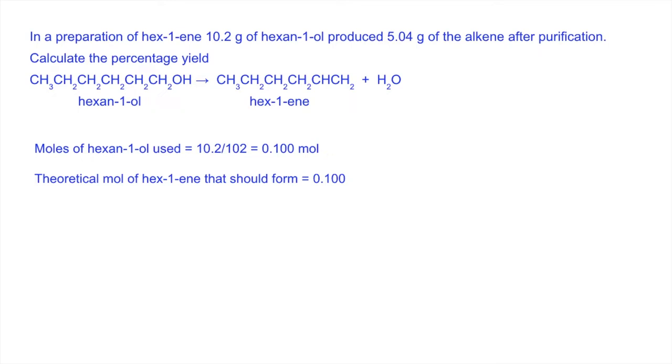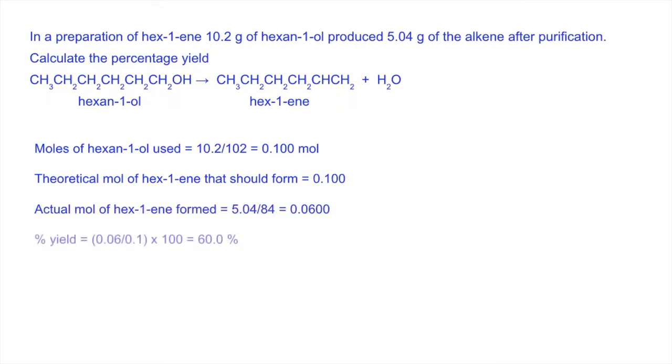We're now going to work out the actual moles of hex-1-ene that's formed. So we've got 5.04 grams of it formed. So mass over Mr again. 0.06 moles of hex-1-ene's formed. So we'll bring that formula into play now. The percentage yield is the actual over the theoretical times 100, so it's a 60% yield.